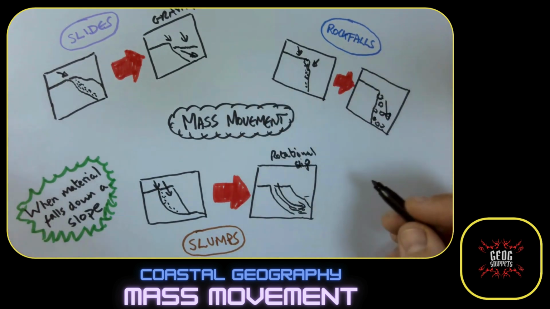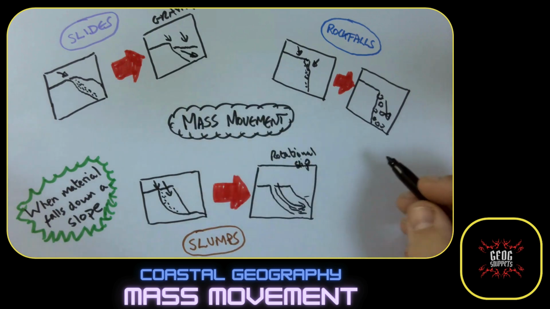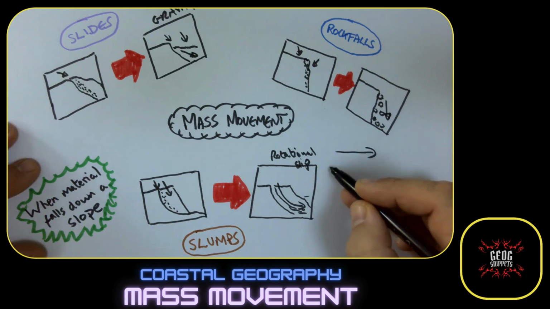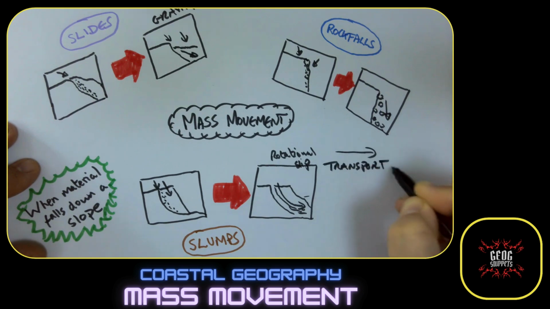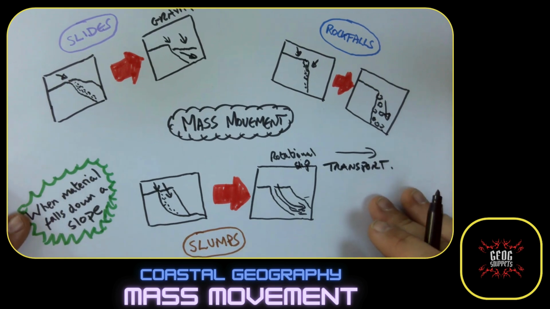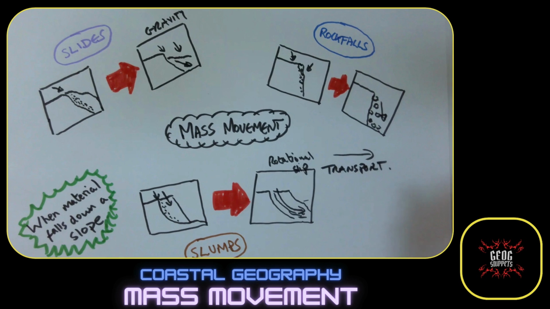In each of these 3 cases, the material which comes off of the cliff because of mass movement will be carried away, or transported, further along the coast. And of course, we know that the method of transport when we're talking about coastal geography is longshore drift. So that is a little bit on mass movement, on the 3 types of mass movement that you will find at the coast.